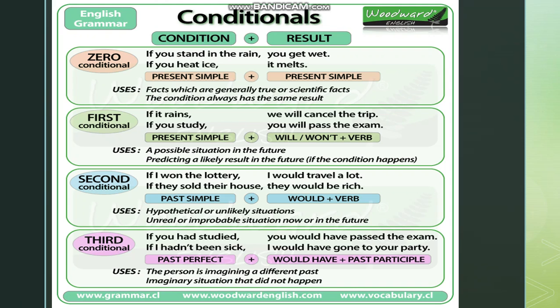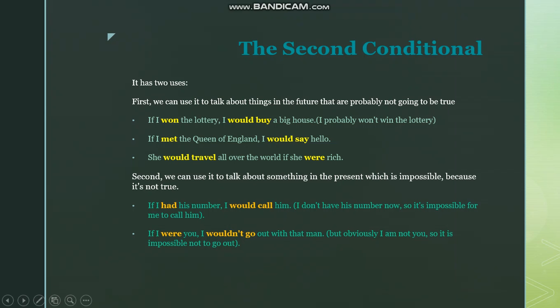So good. Last year we talked about zero conditionals, we talked about first conditionals, and I already told you that this is the time when we are going to focus on the second conditional and the third conditional sentences. As to second conditional sentences, basically we have to say that there are two main uses. The first one, when we talk about things in the future that are probably not going to be true, and you have here an example.